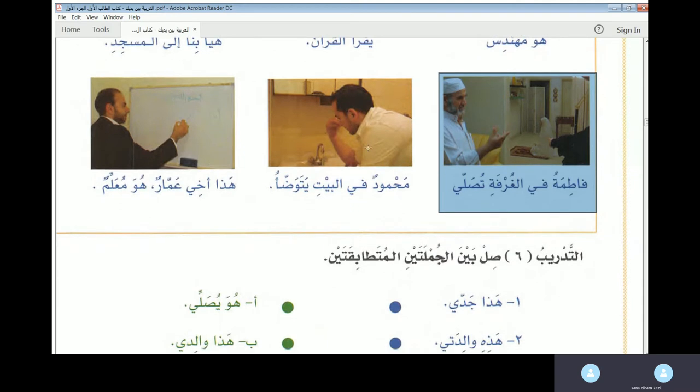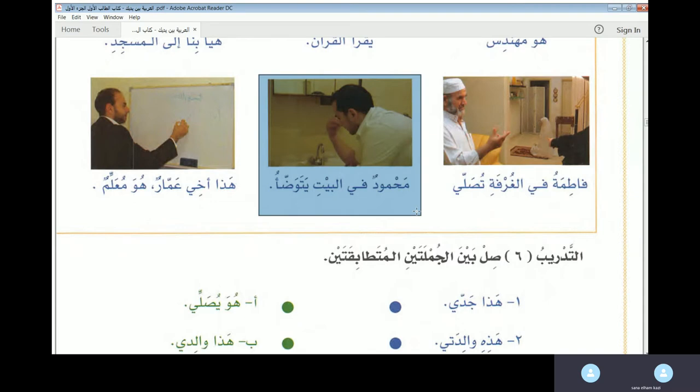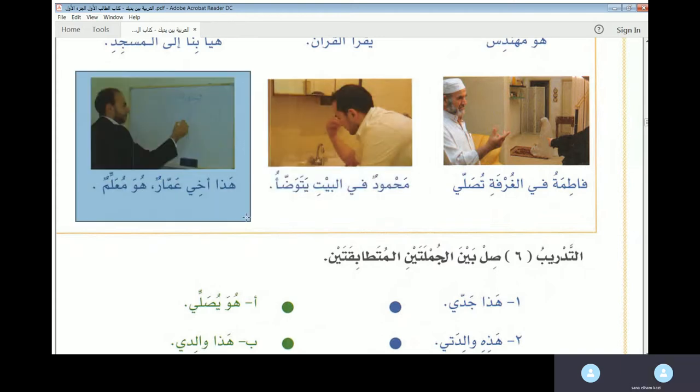Fatima is in the room and she is praying. Mahmood is in the house and he is doing wudu. Haza akhi Ammar, this is my brother Ammar. He is a teacher.